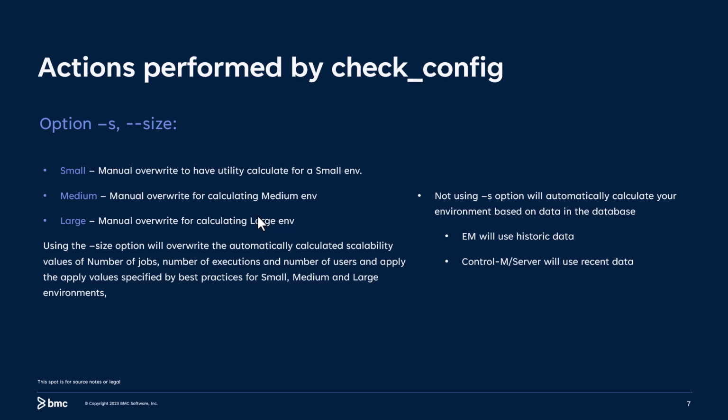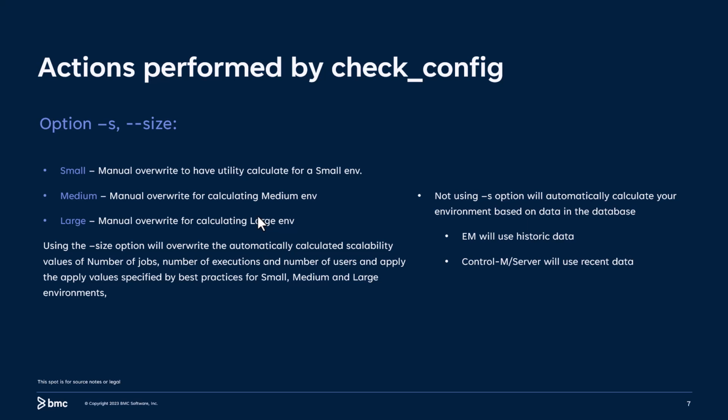If you don't specify a size, the utility will automatically determine your environment size using historical data. It retrieves the maximum number of active jobs, maximum number of executions, and for EM, the maximum concurrent users. Then it cross-references these values with the KA to classify your environment as small, medium, or large.